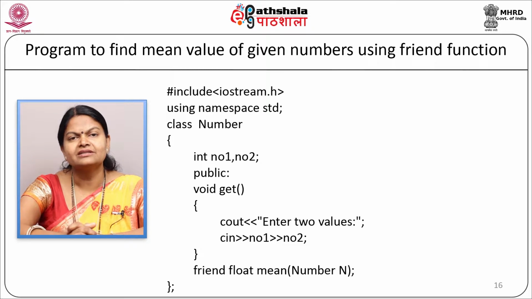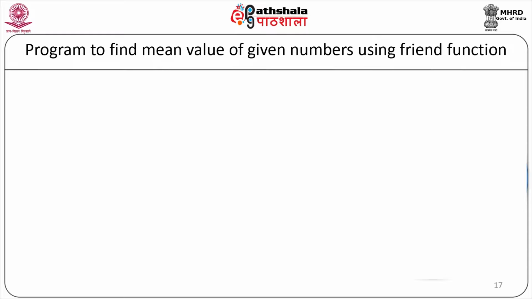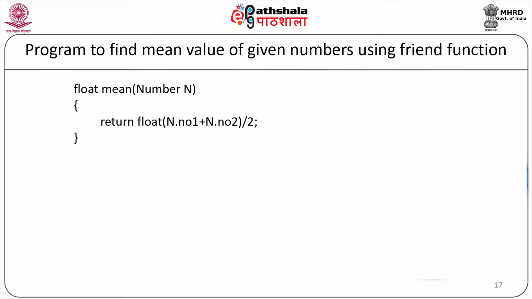As you can see, the friend keyword is there, the return type of the function is there, the name of the function is there, and the argument will be the object of class Number. Now our class will end here. Now outside the class we are going to define the function mean. So here the definition will be: float mean, Number n. Inside this function we will write the code: return n.number1 plus n.number2, divided by 2, and our function will end.